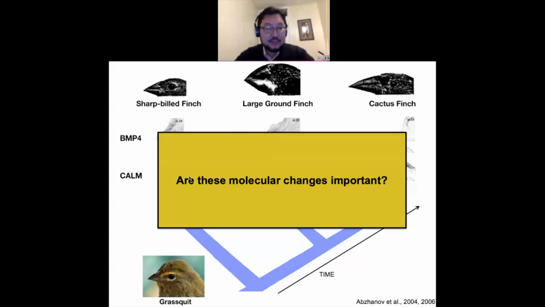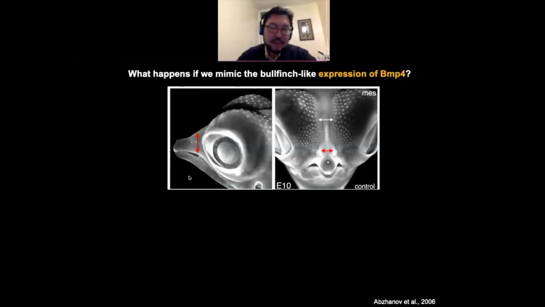But the question then was, are these molecular changes, these differences in gene expression, important? To address this question, we wanted to mimic these mutational changes in our laboratory model system, the chicken embryo. The chicken allows us to grow the embryo and manipulate its development. That is, we can, for example, use a retrovirus which carries a gene like BMP4. We can infect the tissue inside the embryo, and we can upregulate or downregulate a particular gene in the developing face. So what you can see here is the normal chicken embryo at late stages, looking from the side and looking from the front. The chickens normally have a fairly narrow bill, which is adapted to pick up small seeds from the ground.